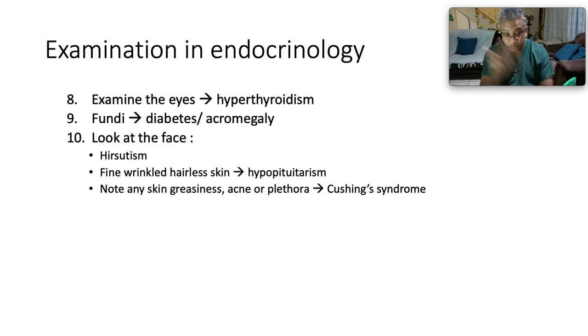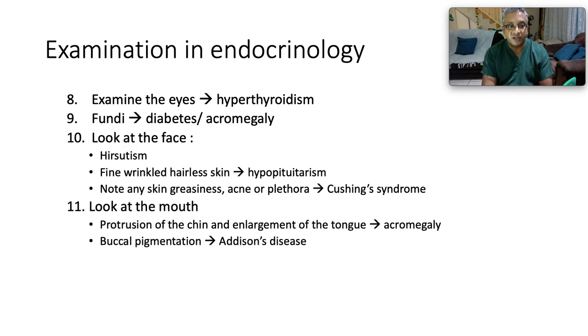Right, check the face. You want to look for hirsutism. Look for fine, wrinkled, hairless skin, which may point to hypopituitarism. Note any skin greasiness, acne, or plethora, which speaks to Cushing syndrome. Right? Also, increased skin greasiness also speaks to acromegaly as well. Look into the mouth and look for protrusion of the chin and enlargement of the tongue, which happens with acromegaly. The buccal mucosa, if you see pigmentation over here, that speaks to Addison's disease.